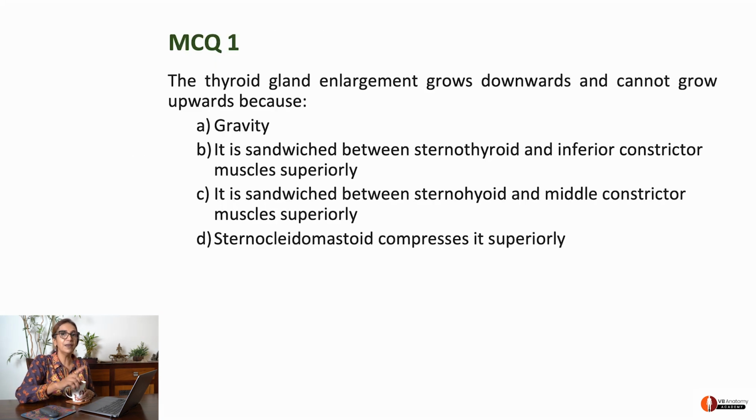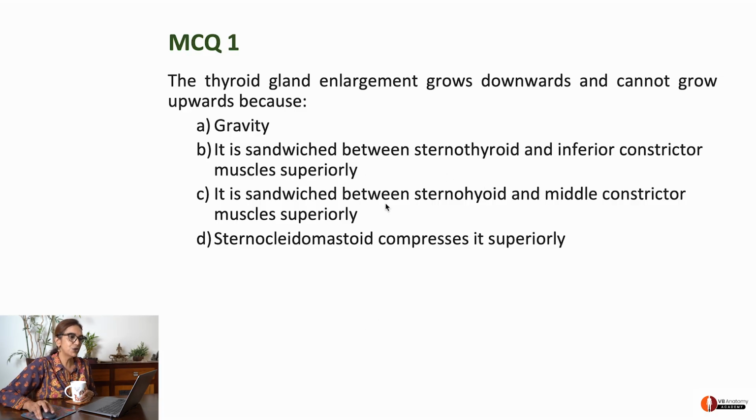Come. MCQ 1. The thyroid gland enlargement grows downwards and cannot grow upwards because. Why does a thyroid gland enlargement grow downwards? Can it be gravity? Is it sandwiched between two muscles? Sternothyroid, inferior constrictor. Is it sandwiched between sternohyoid and middle constrictor? Sternohyoid is going way up. Middle constrictor is too deep. Sternocleidomastoid compresses it superiorly. Out of these four, according to me, B is the answer.